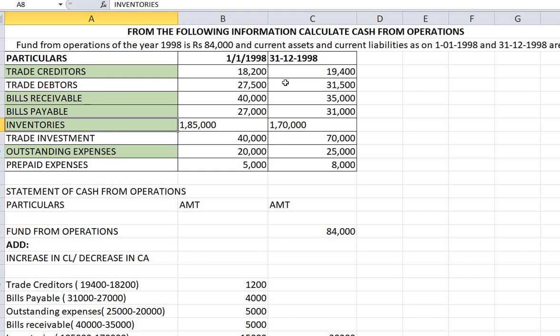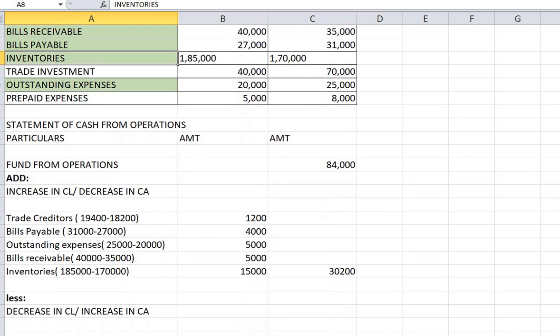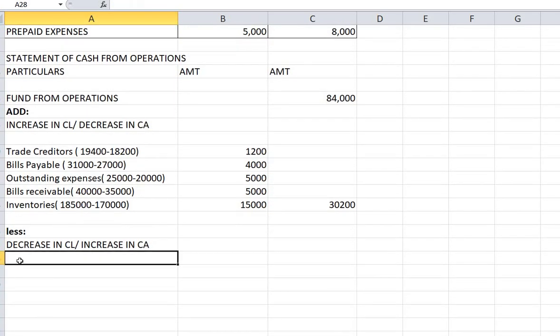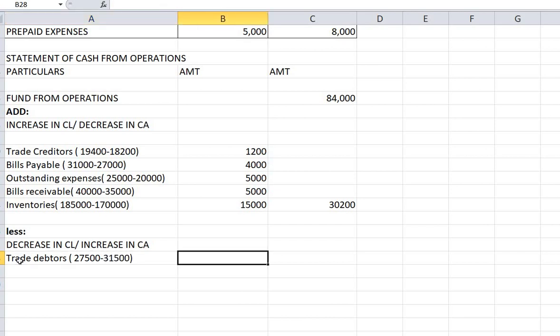So trade debtor 27,500, 31,500 means increase in current asset. And then trade investment 40,000, 70,000 increase. Prepaid expenses 5,000, 8,000 increase. So we'll write those things in this heading and just write trade debtors. So trade debtors, there is an increase. How much is the increase? 27,500 minus 31,500. You can do the opposite. You will get an amount. What is the amount? It will be 4,000, isn't it?